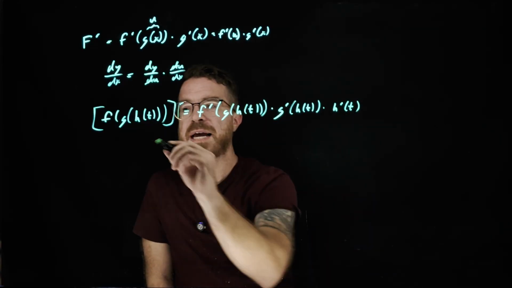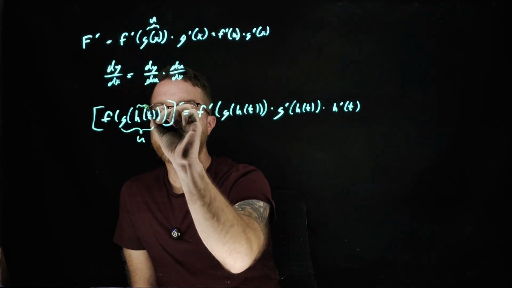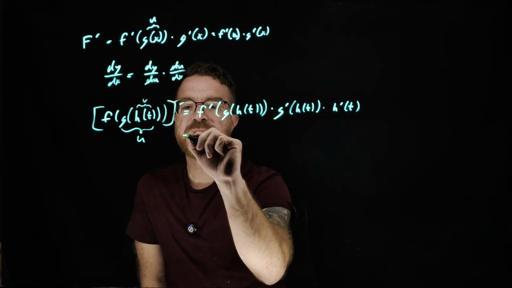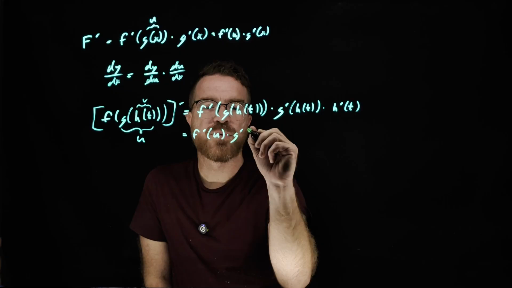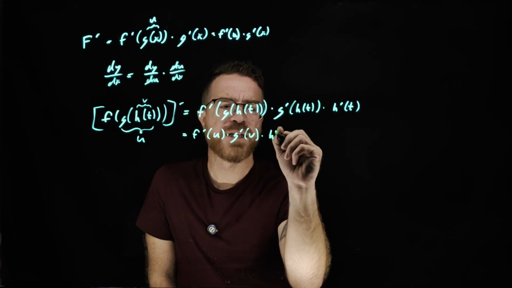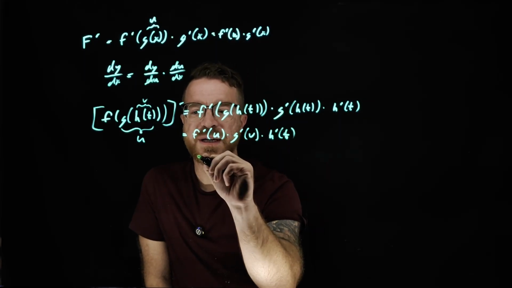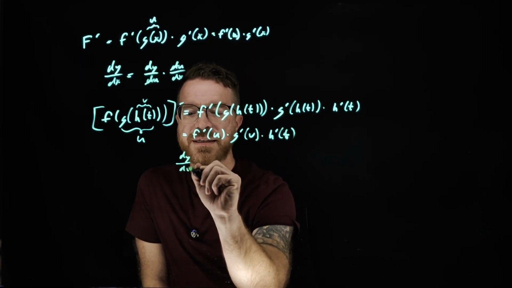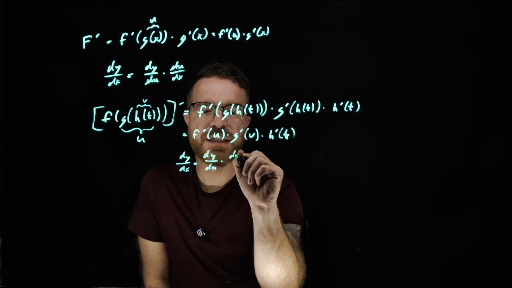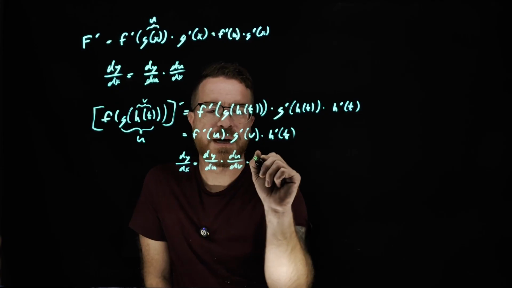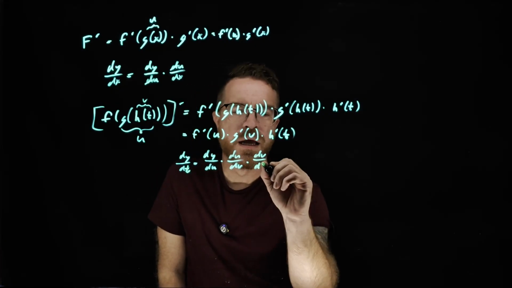So you could also think of this as, suppose that this g of h of t is u, and h of t is going to be v. This would be the same thing as saying f prime of u times g prime of v times h prime of, in this case, t. So what we're really saying here is that dy dx is equal to dy du times du dv times dv dt. Sorry, this shouldn't have been dx, this should have been dt.